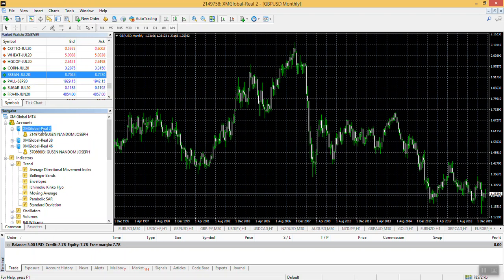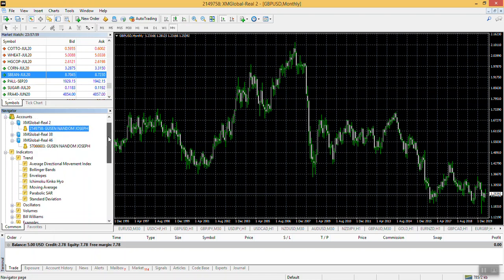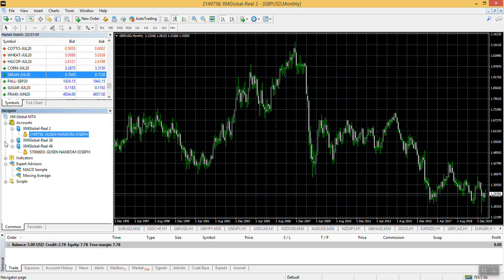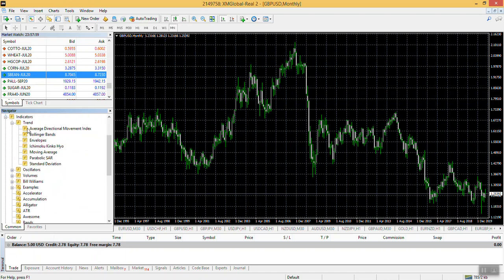The same thing here, XM Global Real 2. This is my account ID and this is my account name. Now below it is the indicators. You can see this is the indicator window. Now under the indicator window, we have categories of indicators.